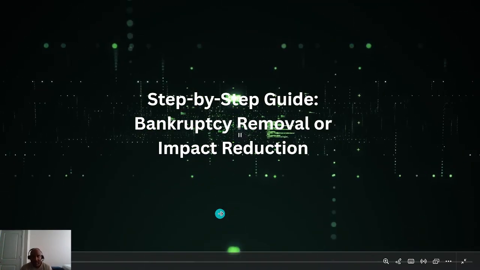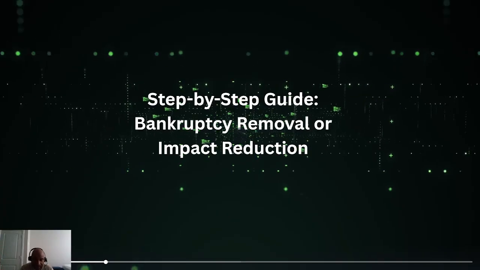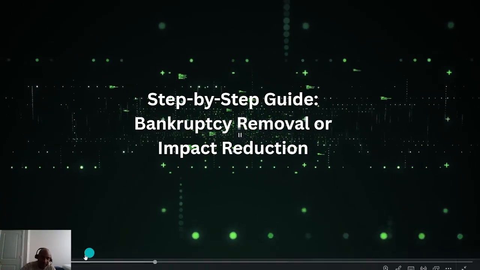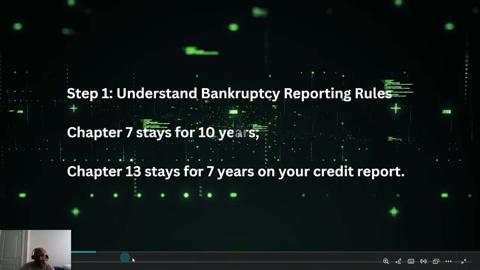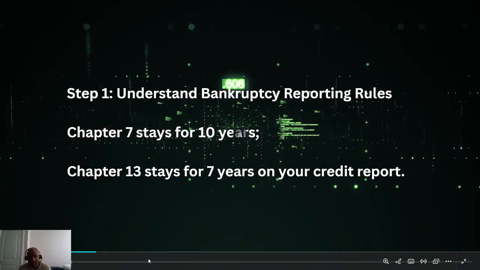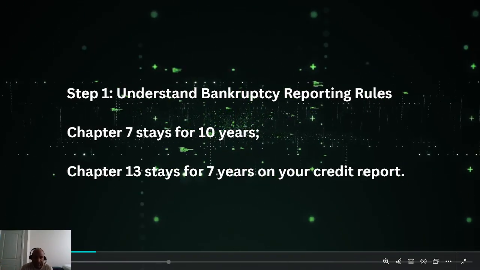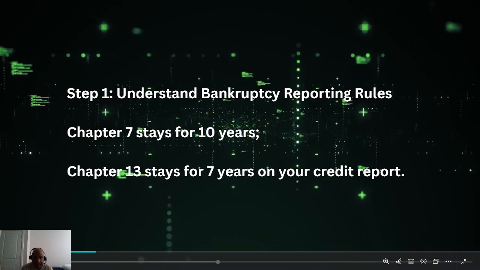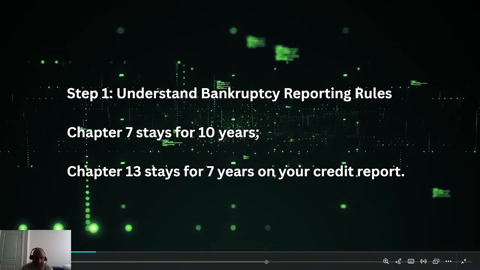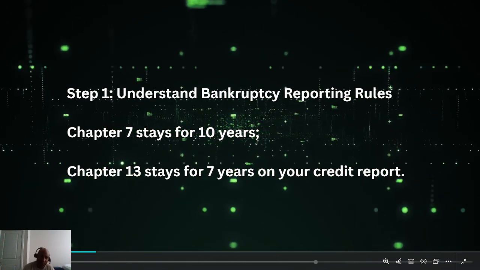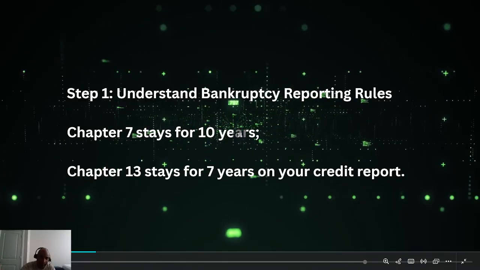A step-by-step guide: bankruptcy removal, or impact reduction. Let's talk about it. So understand bankruptcy reporting rules. Chapter 7 stays on your credit report for 10 years. Chapter 13 stays for 7 years on your credit report.